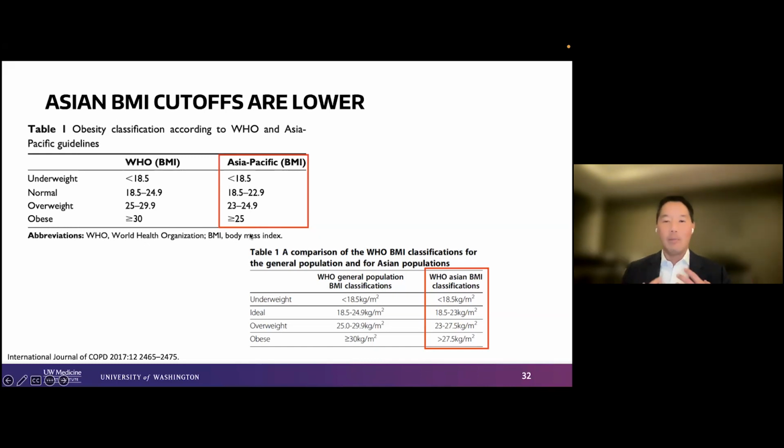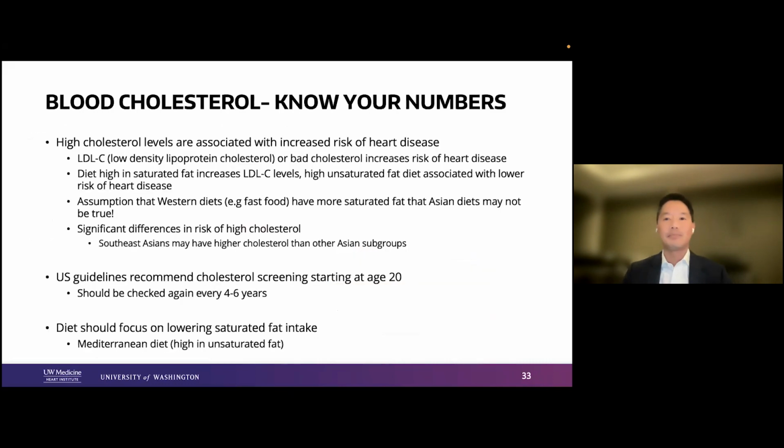So in my opinion, using either of these is fine. It's just that we need to recognize that we need to apply these lower BMI standards for Asian people. And if your BMI is above 23, then you definitely need to be screened for diabetes. So let's move on to cholesterol.